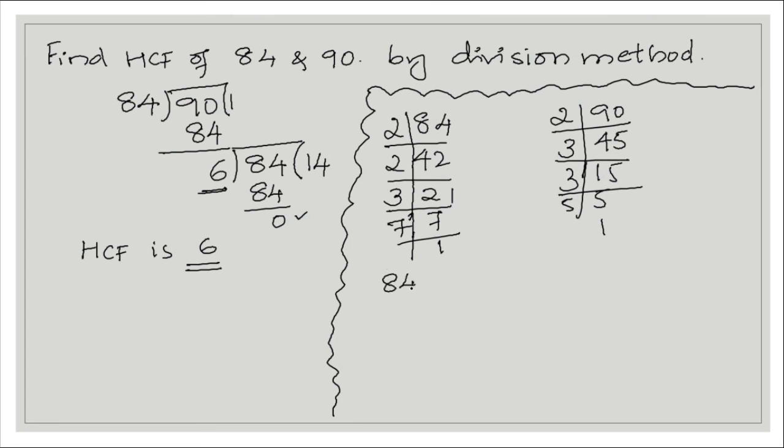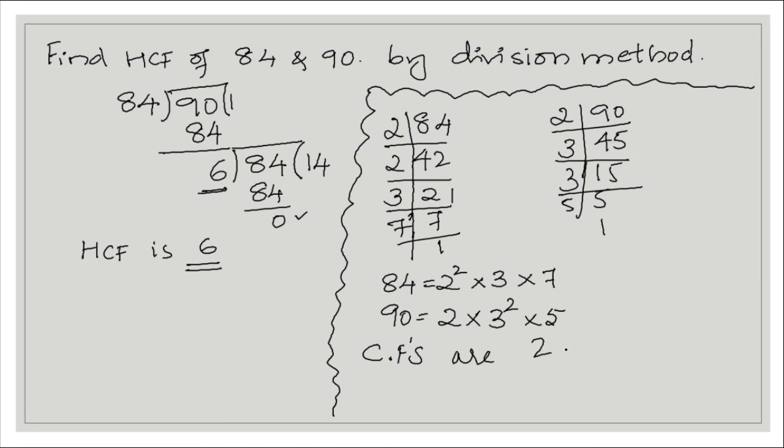In 84 we got 2 raised to the power 2, 3 raised to the power 1, 7 raised to the power 1, and in 90 we got 2 multiplied by 3 raised to the power 2 multiplied by 5. Look at the common factors. The common factors are 2 and 3. Now you consider the powers to find the highest common factor. The lowest power of 2 is 2 raised to the power 1, and 3 raised to the power 1. We get it as 6.